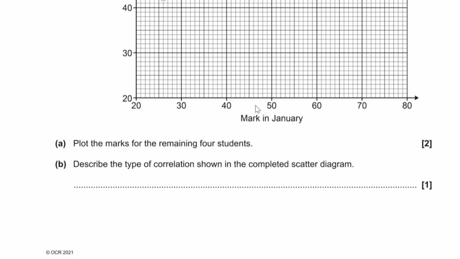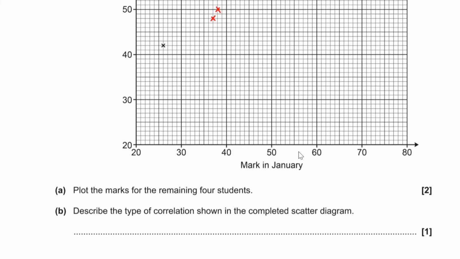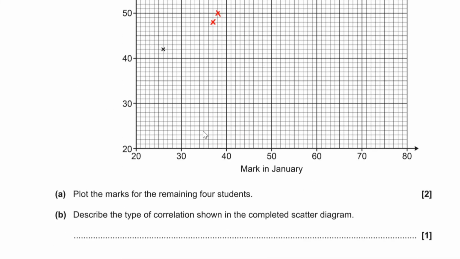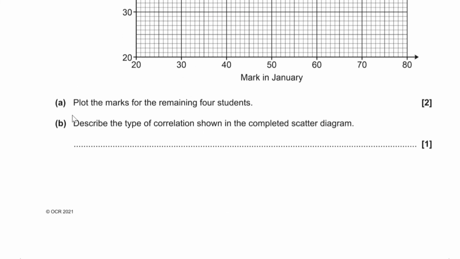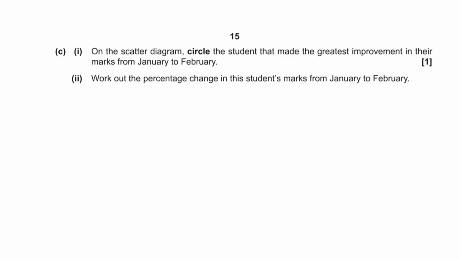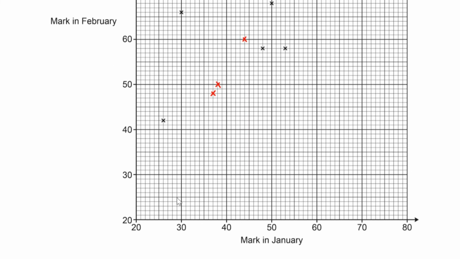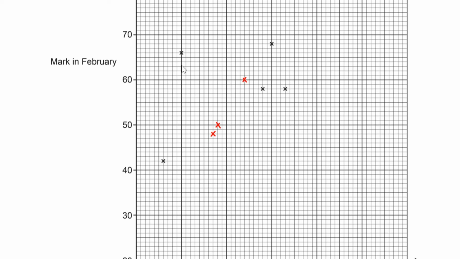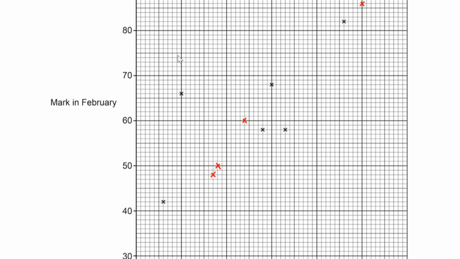For part B, we have to describe the type of correlation shown in the completed scatter diagram. Well, as you can see, as marks in January increase, so do the marks in February. So therefore, we have a positive correlation. Part C. For the first part, on the scatter diagram, we have to circle the student that made the greatest improvement in their marks from January to February. Well, looking at that, this person has the lowest marks for January, but then a very high score for February, so we circle this point here.